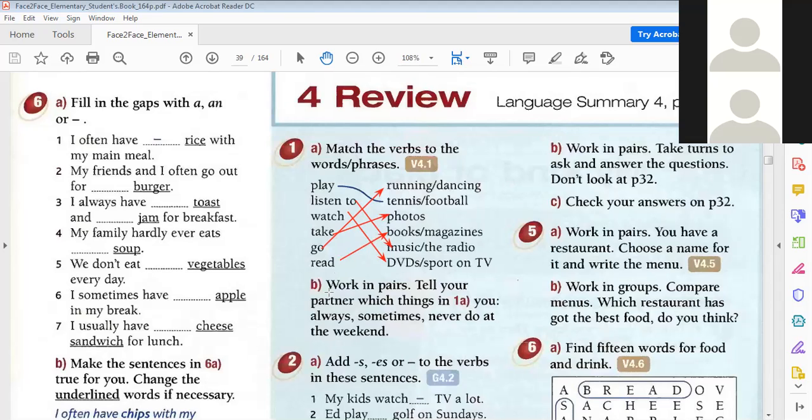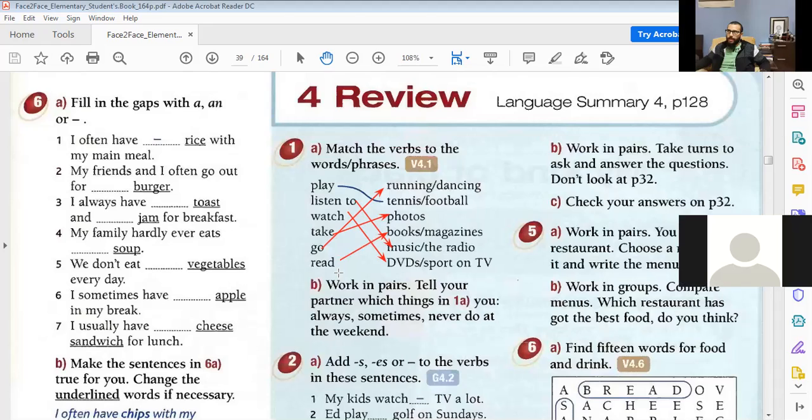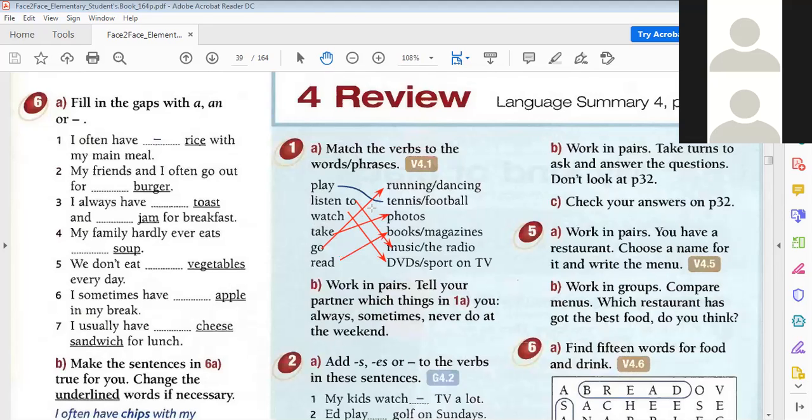Okay, now in the second part of the question, we want to talk about things that you always do, maybe things that you sometimes do, or things you never do. So the idea here, I'd like to hear 3 sentences from each one of you. I'd like you to use 3 sentences with some of these activities. And of course, you need to use always, sometimes, or never. And here we want to talk about the weekend. So I'll give you an example.